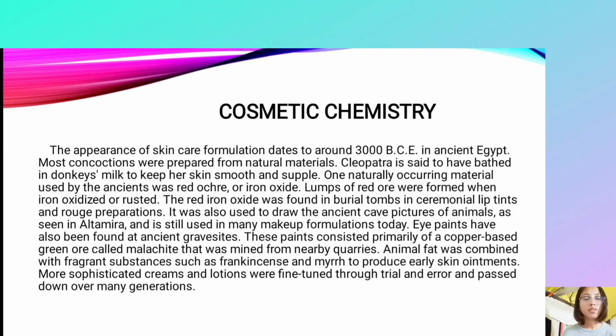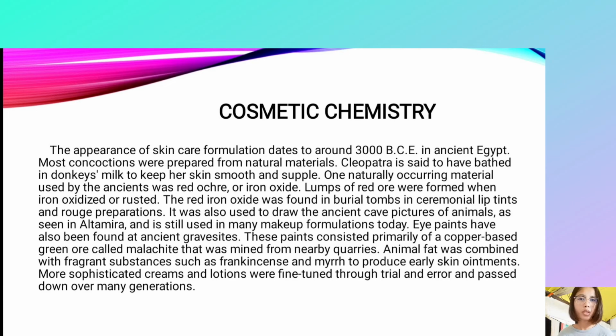So, the appearance of skincare formulation dates to around 3000 BCE in ancient Egypt. Most concoctions were prepared from natural materials. Cleopatra is said to have bathed in donkey's milk to keep her skin smooth and supple. One naturally occurring material used by the ancient Egyptians was red ore, or iron oxide. Lumps of red ore were formed when iron oxidized, or rusted.